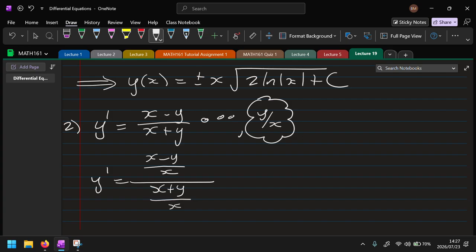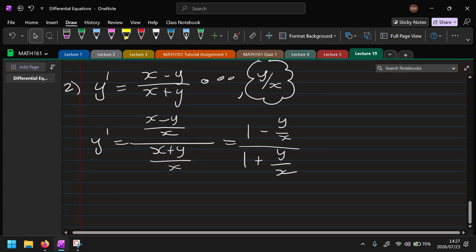Okay. Now we can simplify that. So the top one, x over x, that will just be a 1. And then minus y over x, that will become u. Okay, and then in the bottom, x over x, that will become 1. And y over x, that will become u.